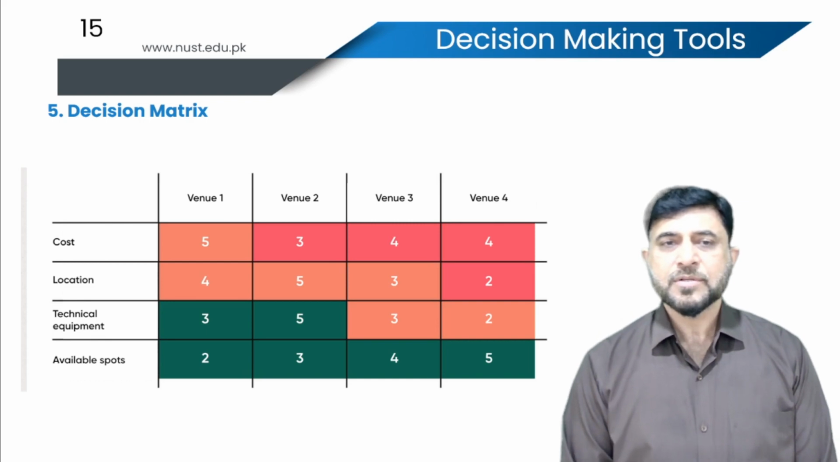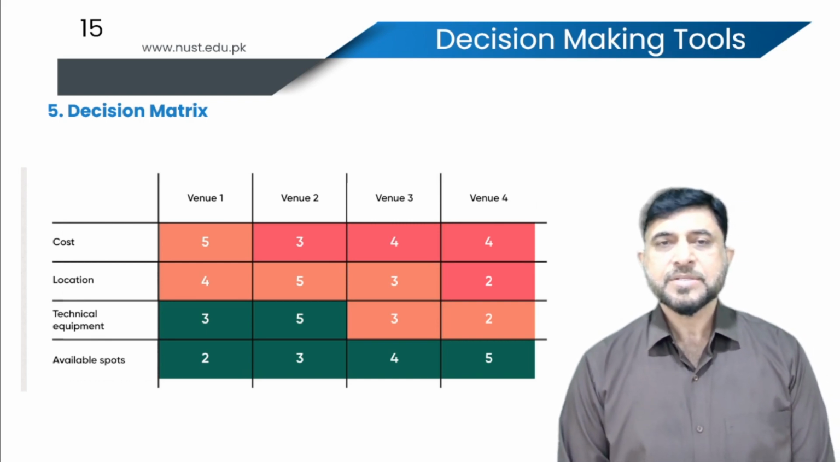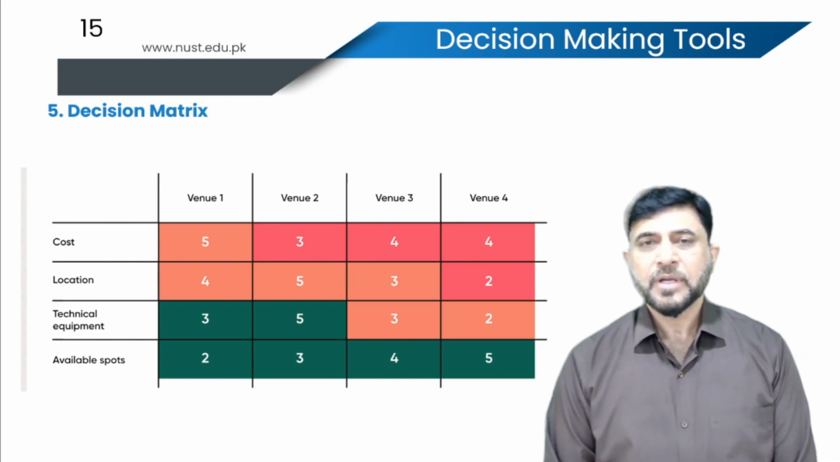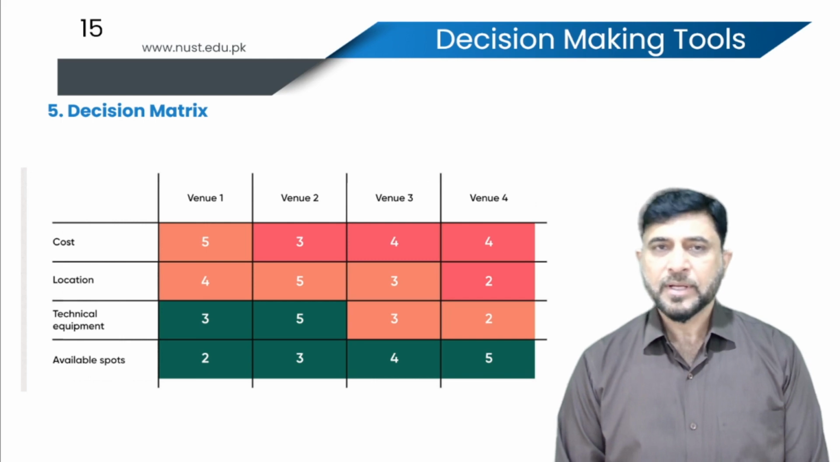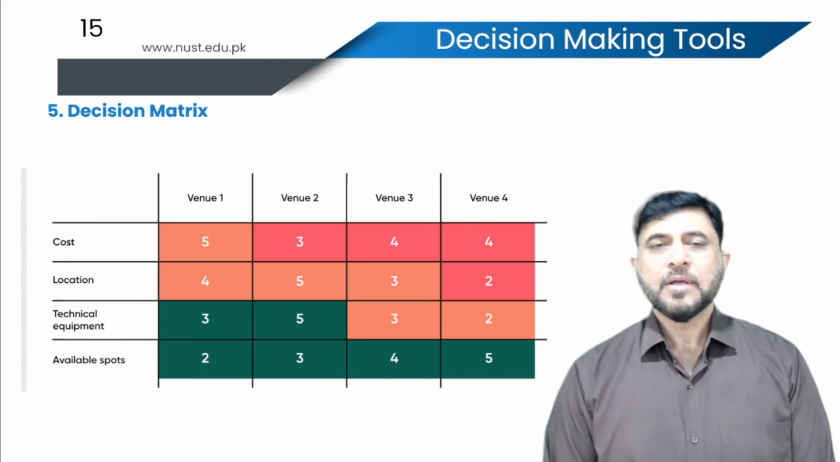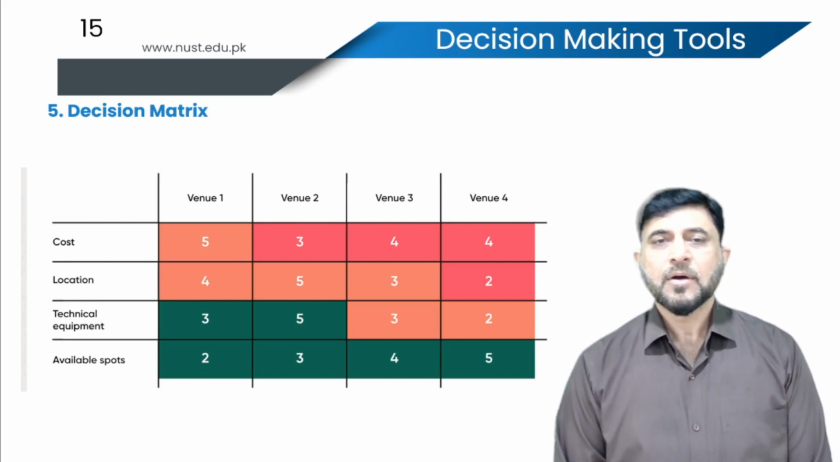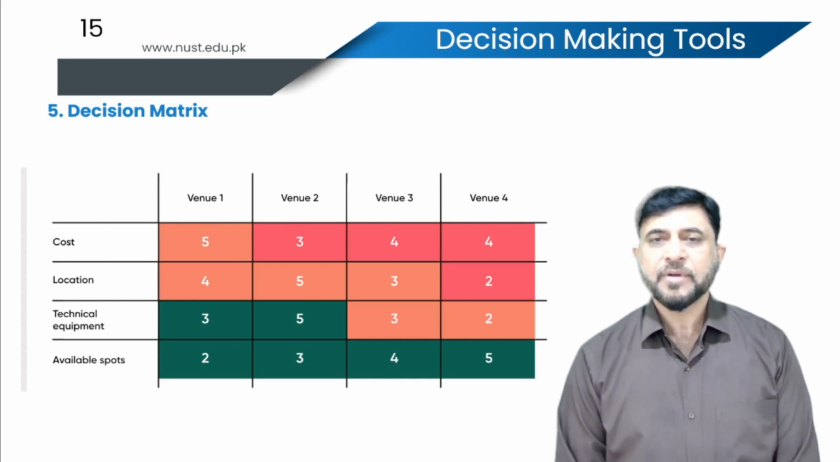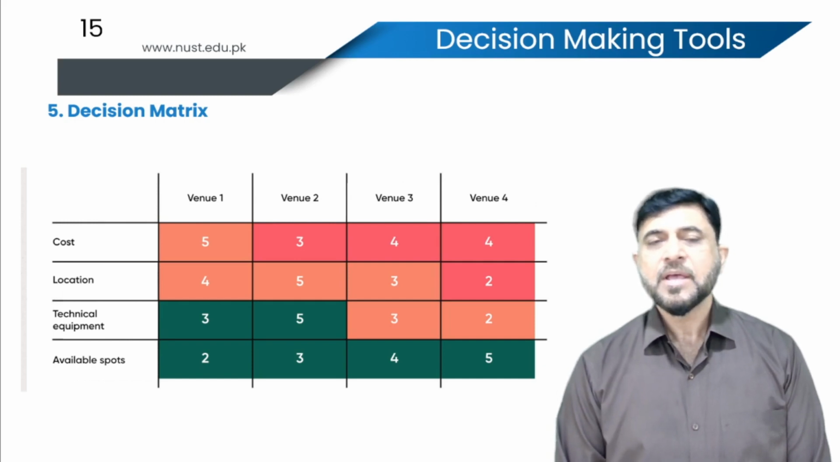This is the depiction of your decision matrix. We have cost, location, technical equipment, and available sports, and you can see that we can divide it into certain venues and you can score it accordingly. By making this table, you may have decisions on where to locate it, how much cost can be spent, and technical equipment, where it is needed, where it is located, and so on. Different decisions can be taken with the help of a decision matrix.